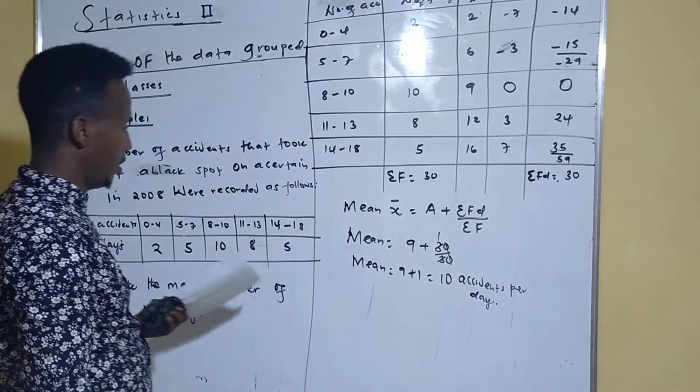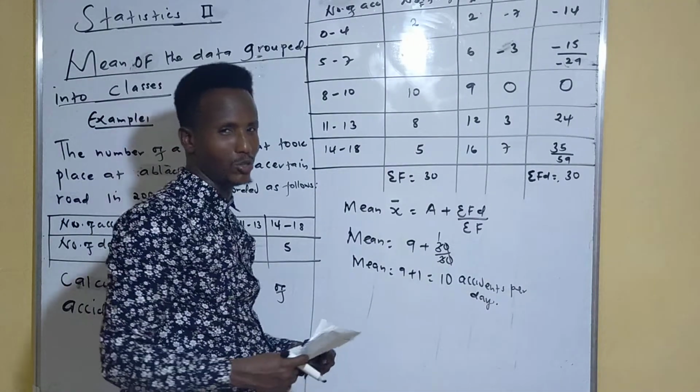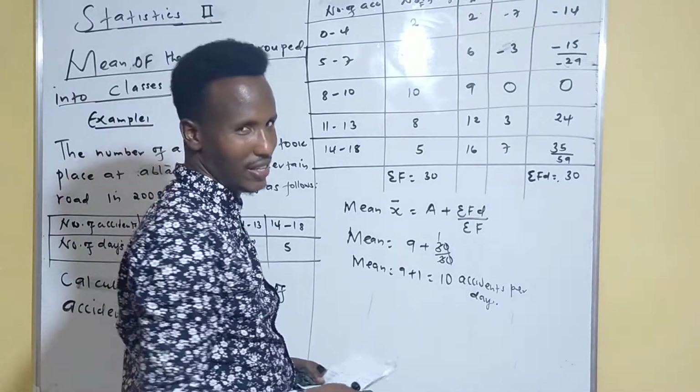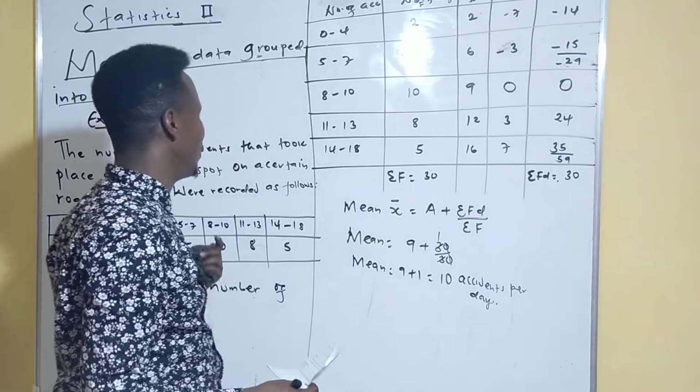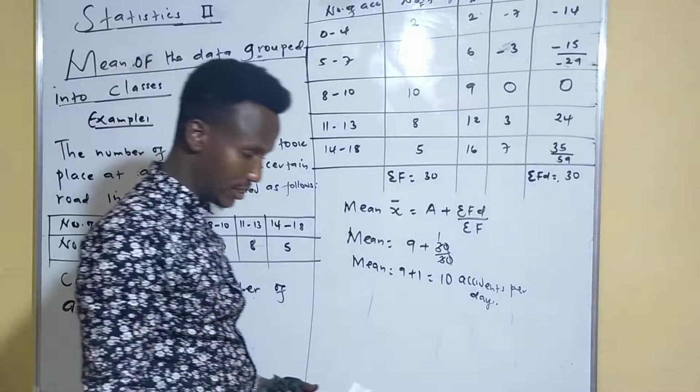So there are 10 accidents per day. This is how you're going to calculate, my brothers and sisters. I think it's very easy. Just understand, it is very easy. These two will be given, and the table will be given in a horizontal manner during examination.